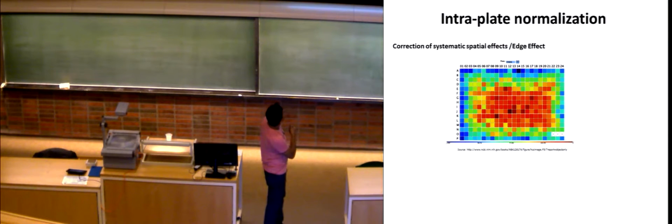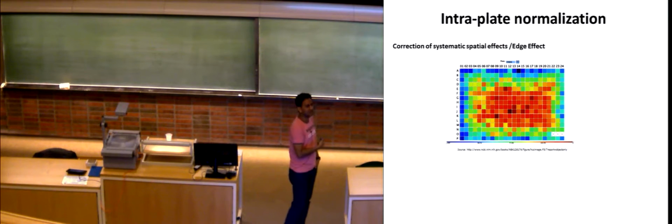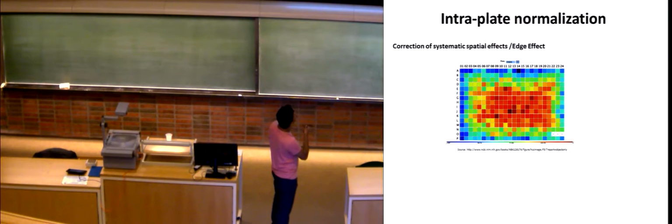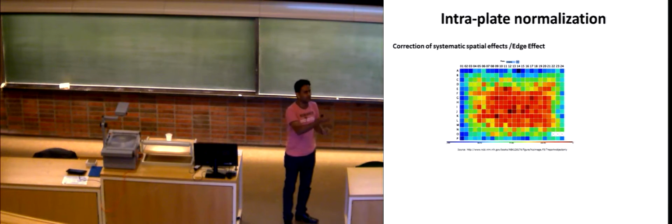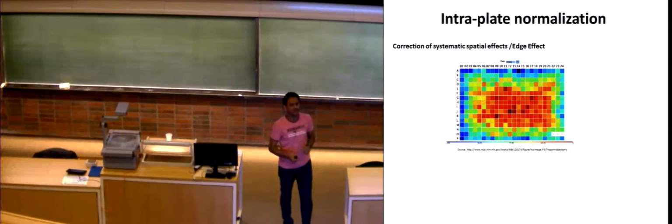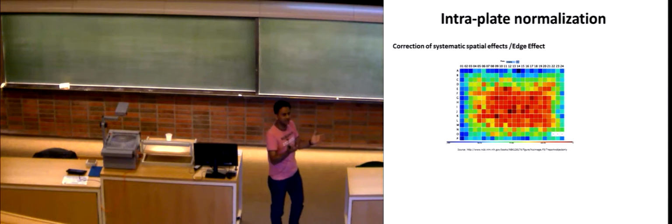Intraplate normalization is used mostly if you have a spatial effect, or what is called an edge effect. If you have an edge effect, then one can think of intraplate normalization. But this occurs only if you have many plates, and maybe Yuta would tell you about some evaporation artifact.